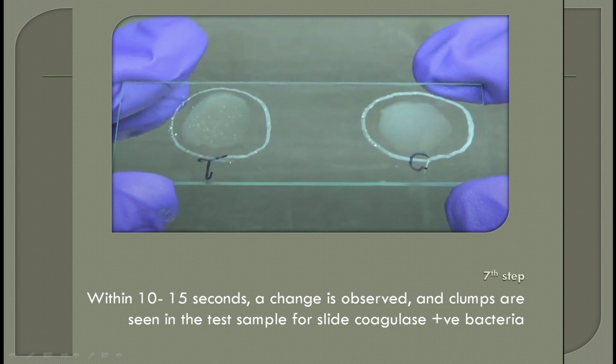What is the change that we will be able to observe in the test? We will see small clumps. As you can see in the T circle, whitish dots have appeared, whereas in the C, nothing, it is the same as before. This proves that the bacteria is slide coagulase positive, or scientifically speaking, the bacteria has clumping factor. The bacteria has coagulase enzyme in the bound form. So it is slide coagulase positive.